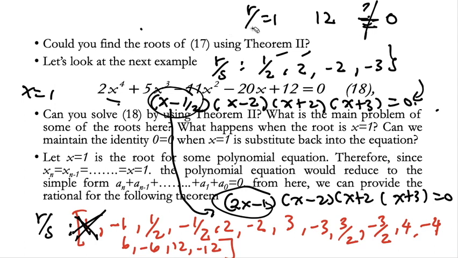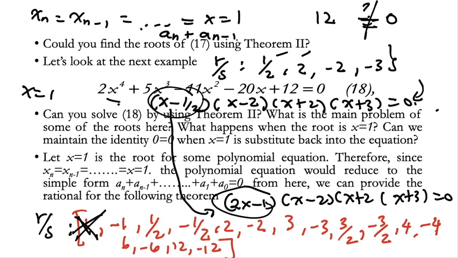In other words, let me write it somewhere here. Okay, so that means if x equal to 1, so xn equal to xn minus 1 equals to until x equal to 1. Yeah. Now, then the polynomial here would reduce to a simple form like this, which is an plus an minus 1 plus until the last one a0, isn't it? Equal to 0, isn't it?